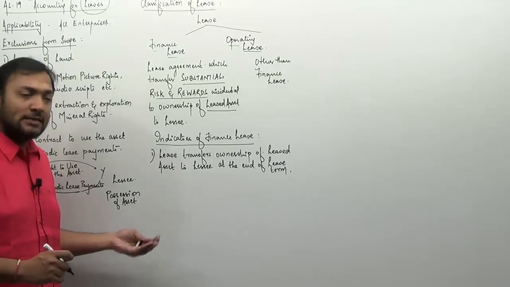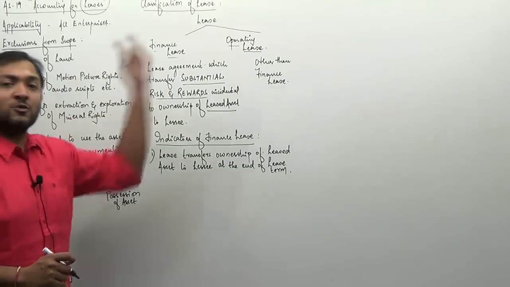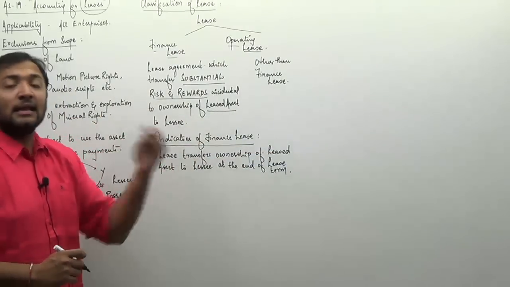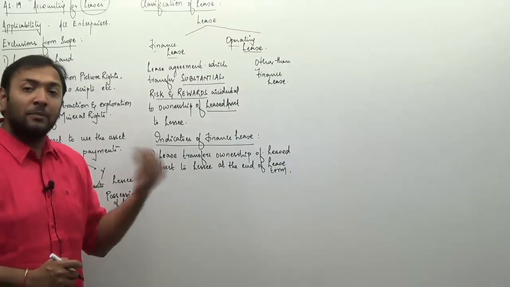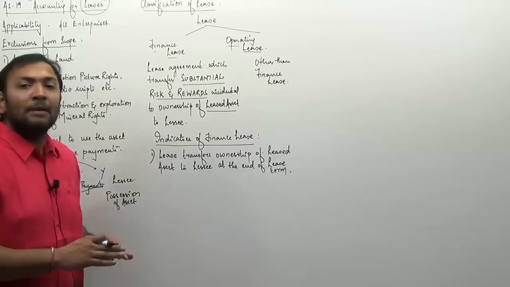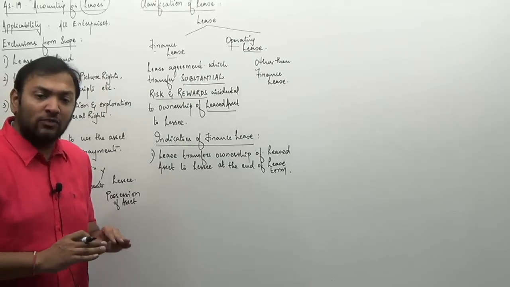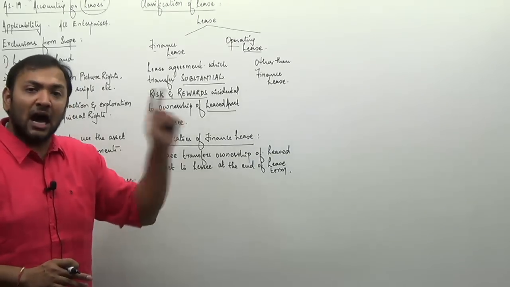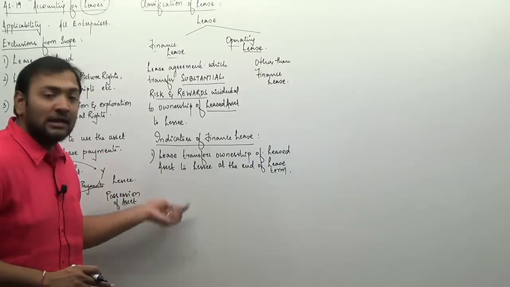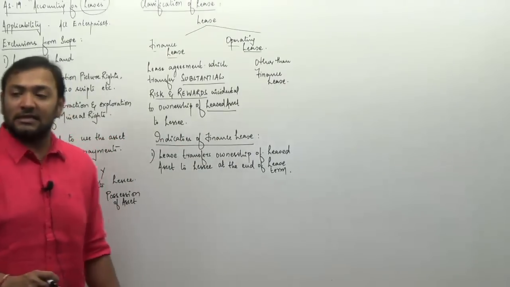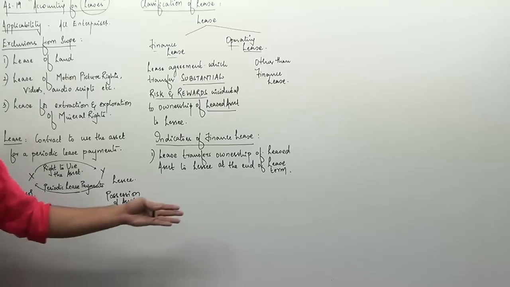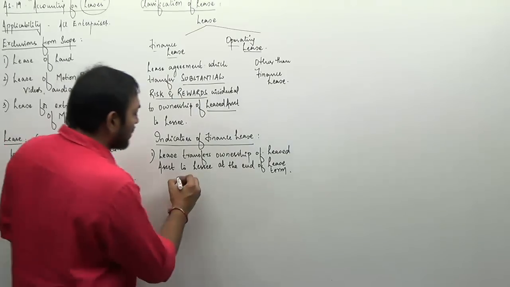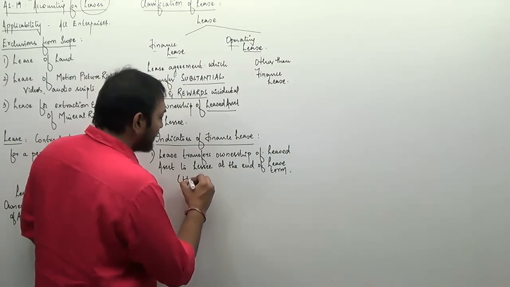In simple sense, there's a lessor who's transferring the asset to the lessee, and the lessee is paying a periodic lease rental. At the end of the lease term, after paying the last lease rental, he's saying that the lease automatically transfers the leased asset to the lessee. Now, if you observe, this is very similar to what we have seen in hire purchase.